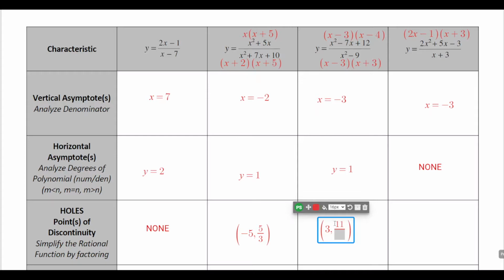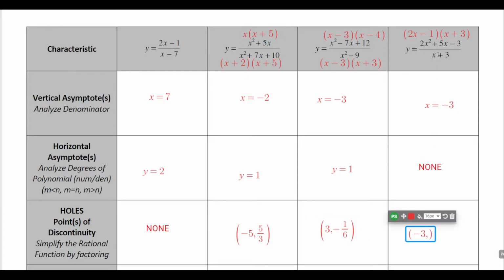And then if I plug in 3 on the bottom, oh, wait a minute. Let's try that again. 3 minus 4 is negative 1, and then 3 plus 3 is 6. So we get actually negative 1/6 as our y coordinate. For the last one, we get negative 3 as the x value of the hole.